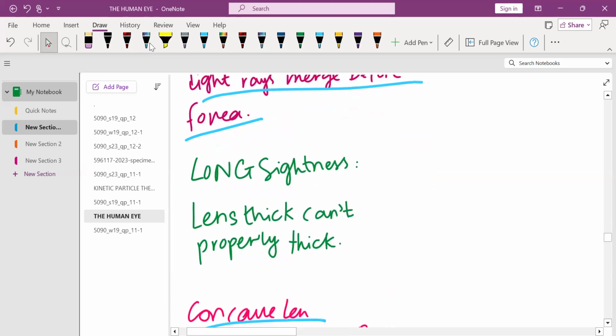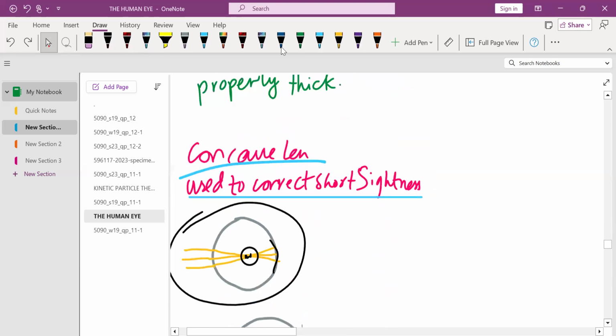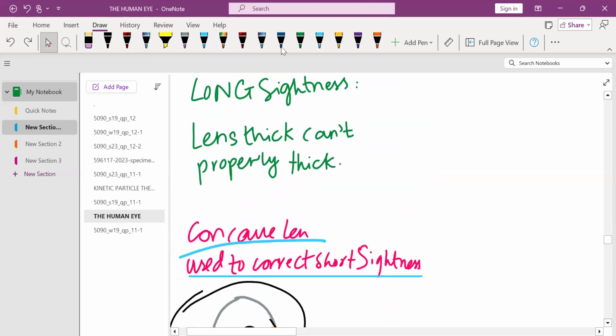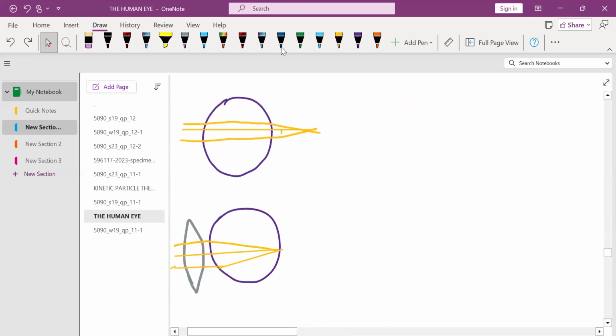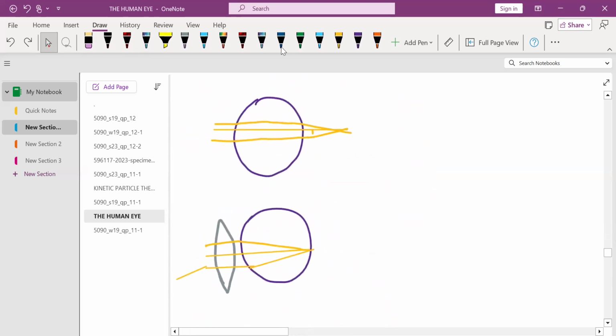So what happens in long-sightedness? The lens can't become thick properly, so the image is formed after the retina. To cure long-sightedness, glasses are used and the image is formed on the retina. So I hope you understood this chapter of the eye. Thank you.